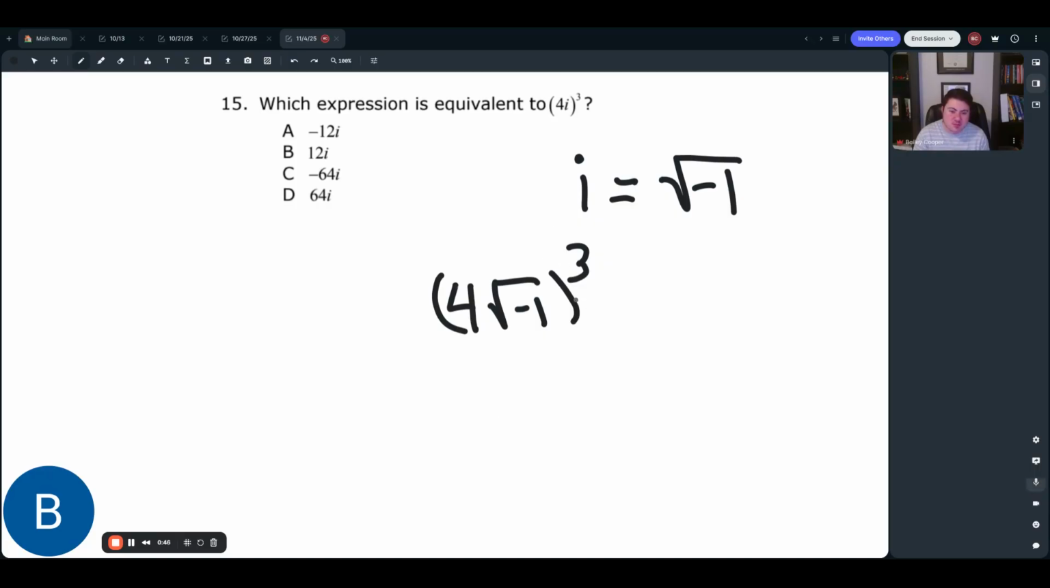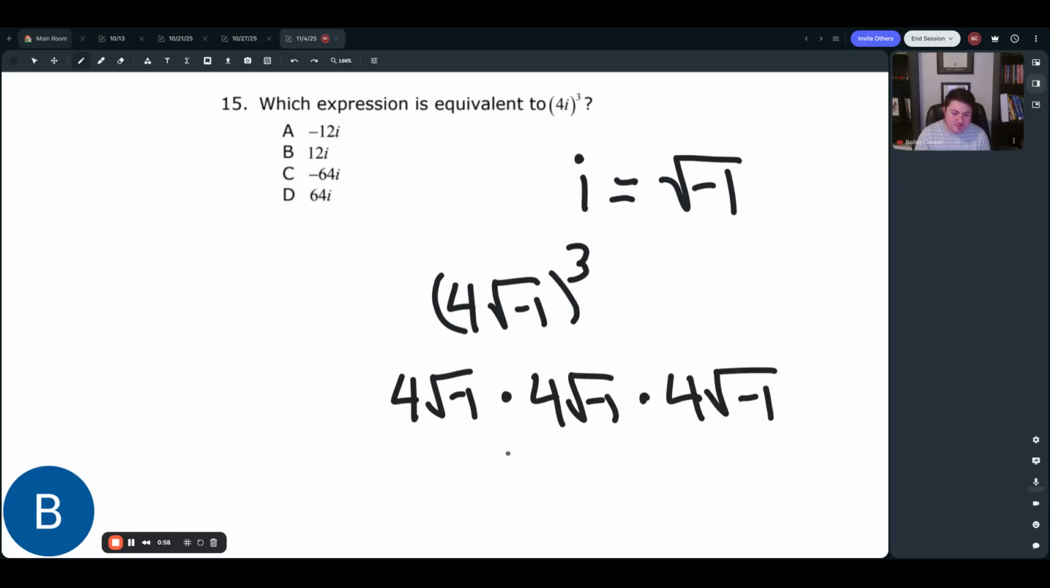So cubing something means you multiply something by itself and then you multiply it by itself again, right? So another way we could write this is 4 root -1 times 4 root -1 times 4 root -1. So let's think about where we can go from here. So we can do 4 times 4 times 4. That's 4 times 4 is 16. 16 times 4 is 64. Great. And then we have square root -1, square root -1, square root -1.